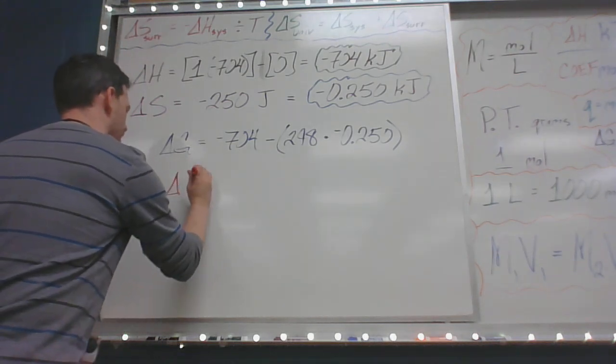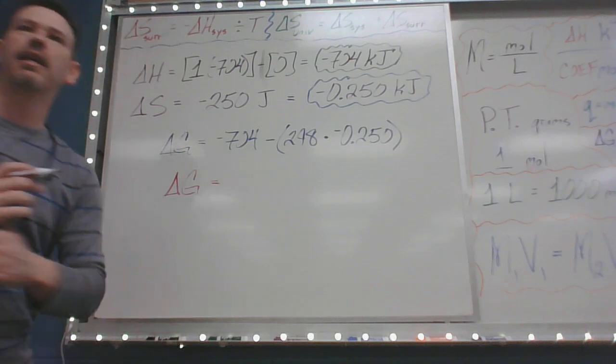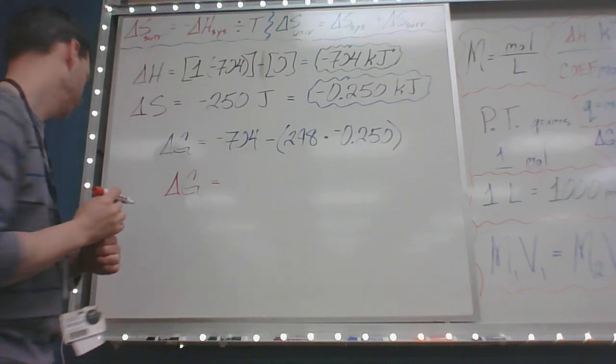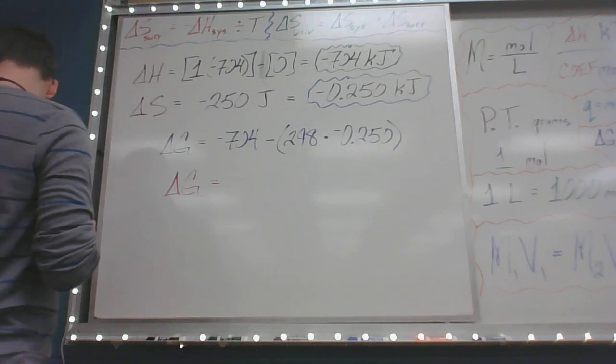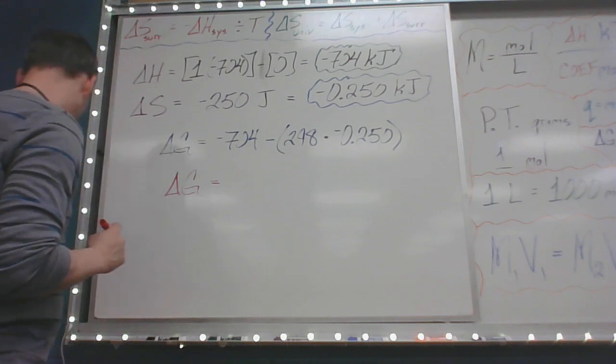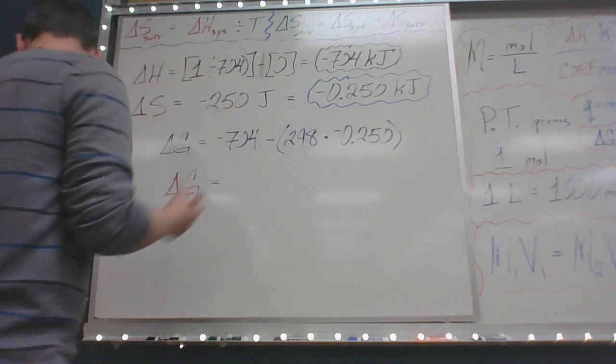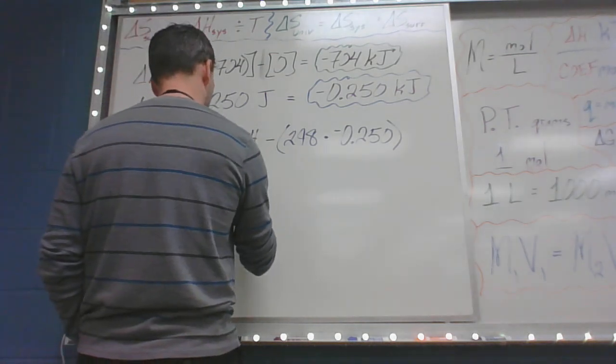And voila, you get a Gibbs value of, sig figgy, approximately negative 630.